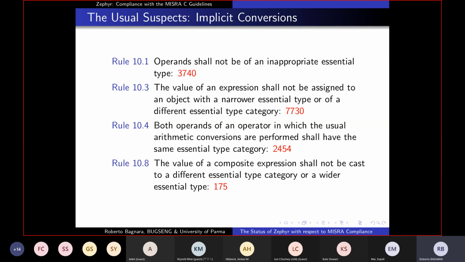Okay, so what are the most violated rules? I call them in the slide the usual suspects, so implicit conversions. So basically the series 10 of MISRA C 2012 accounts for more than half of the violations of the required guidelines, and these rules have all to do with basically implicit conversions and the risks associated to implicit conversion.